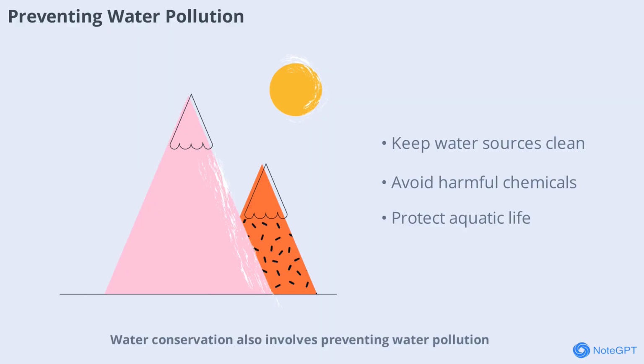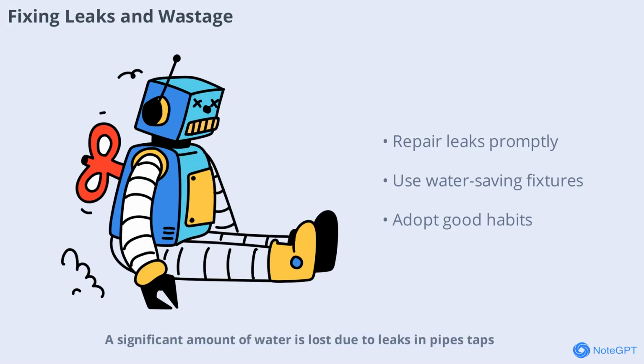Water conservation also involves preventing water pollution. Contaminated water is not only unsafe for consumption but also harms aquatic life and ecosystems. Simple steps like proper waste disposal, using eco-friendly products, and treating industrial effluents can help keep our water sources clean and safe for all. Significant amount of water is lost due to leaks in pipes, taps, and irrigation channels.